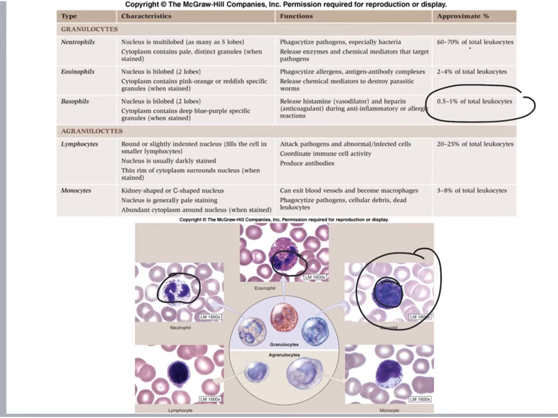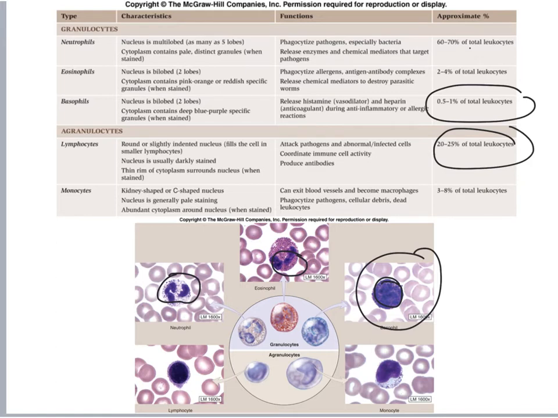All right. So now let's talk about our agranulocytes. These include lymphocytes and monocytes, and they don't have really hugely visible cytoplasmic granules. Their nuclei are usually either a sphere or kidney shaped. So lymphocytes are about 20 to 25% of all of our white blood cells, and there are 2 different types, B and T lymphocytes. And for our purposes, you can't really tell the difference just by looking.